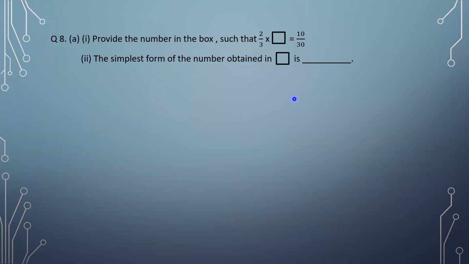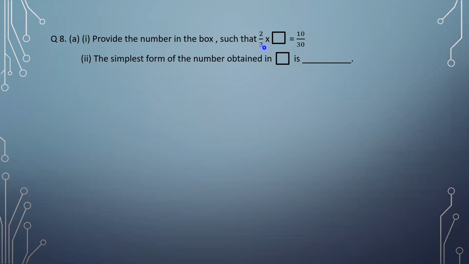Now here the thing is simple. If we multiply 2 by a particular number, we get 10. So you have to consider the table of 2 and count it. You know that 2 1s are 2, 2 2s are 4, 2 3s are 6, 2 4s are 8, and 2 5s are 10. So here the missing number will be 5. 2 into 5 will be 10.